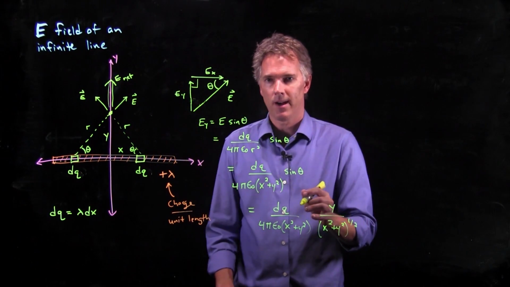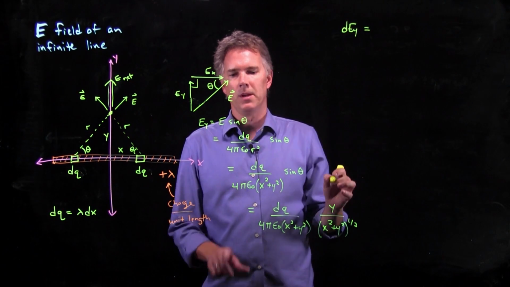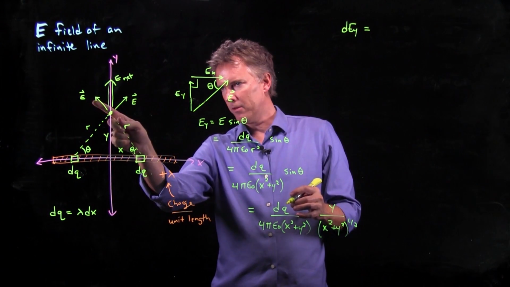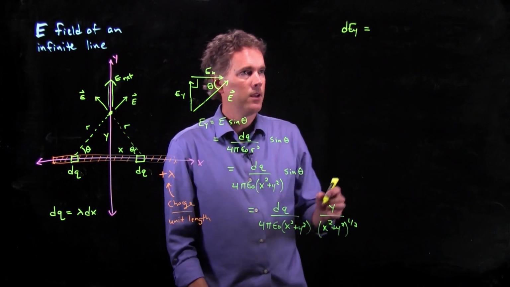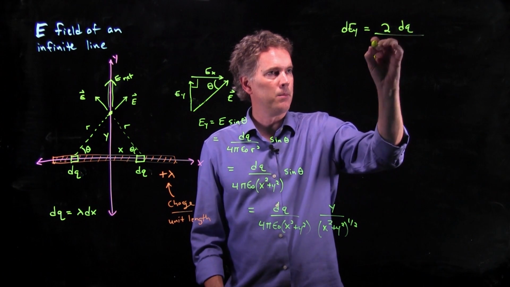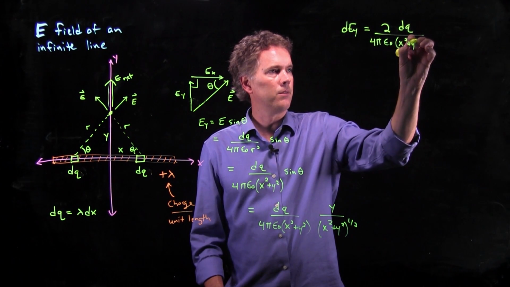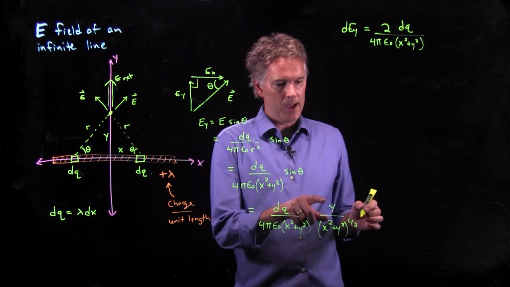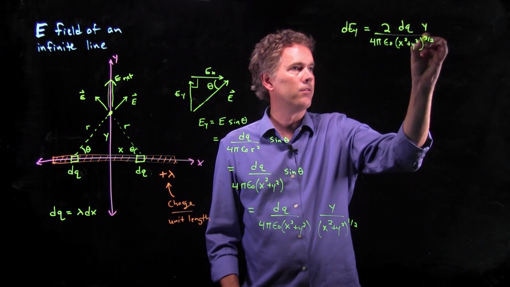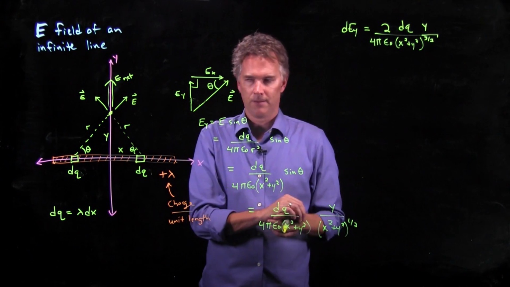And to be technically correct, we're going to call this dE sub y. And it's going to be twice this value. Why? Because we have one from this pointing to the right, we have one from this pointing to the left. They both add up vertically. And so this becomes 2 times dq divided by 4 pi epsilon naught x squared plus y squared. And then we have a y, and this in the denominator became to the 3/2. Okay, that's what our dEy looks like.